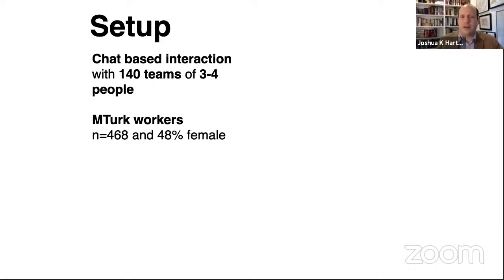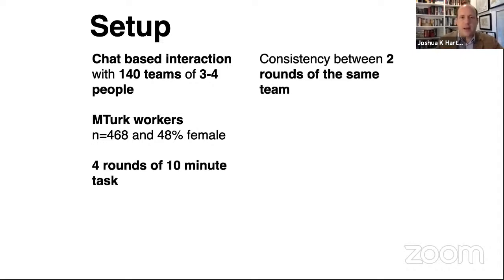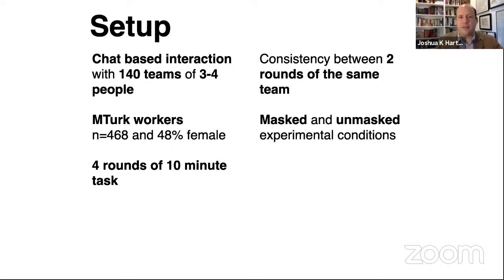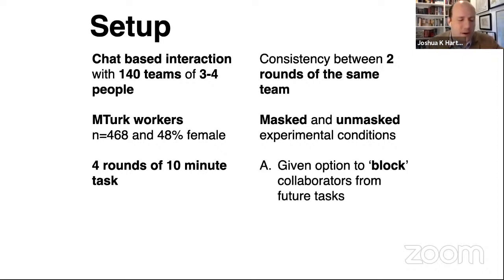I mean, you'd have people actually wear masks and distort their voices. But online, it's actually quite easy. I mean, the technology is not trivial, but it is not that hard. And so they do 4 rounds of 10-minute tasks. And looking at the consistency between 2 rounds of the same team, they had both masked and unmasked experimental conditions. So for some subjects, they knew they were getting put back into the same team before. For some, they didn't.